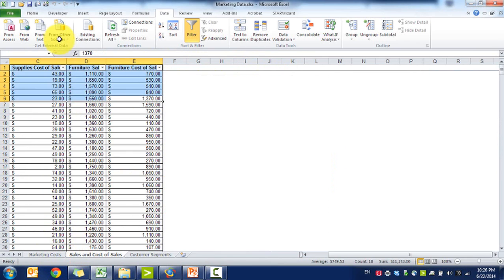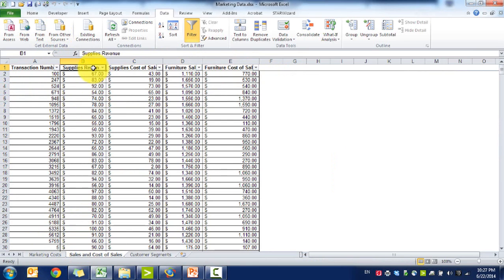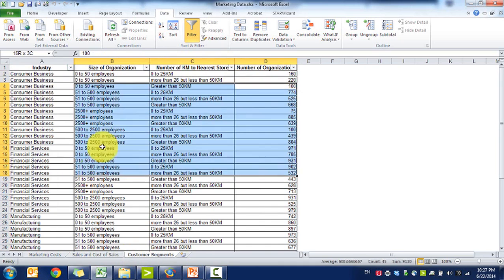And then for all the successfully converted customers, you have their supply revenue, their cost of sales related to those supplies, their furniture sales, and then the cost of sales of their furniture sales. So essentially, this is a supply and furniture company. And as well, you have a little bit of details around their customer segments, like what are their market limits.